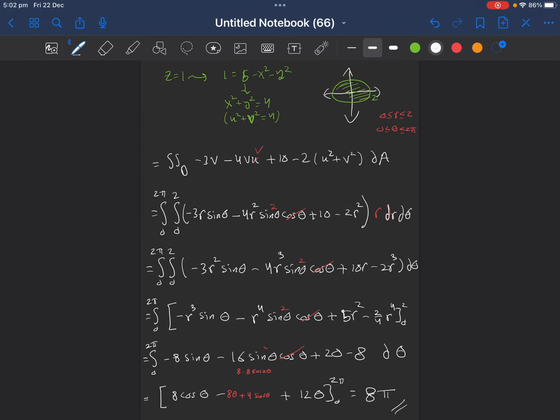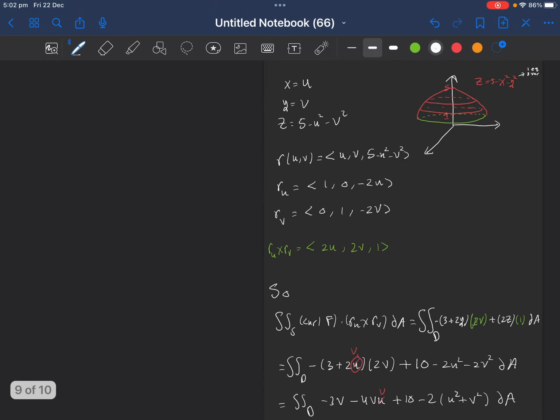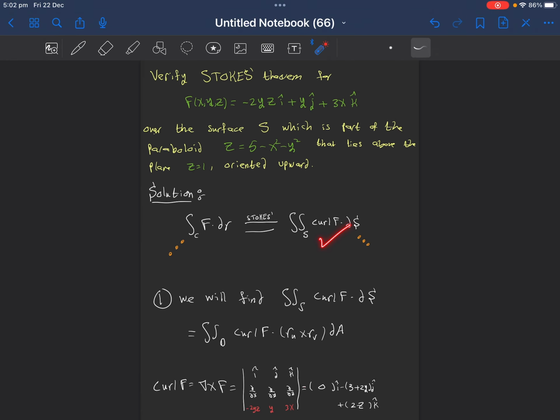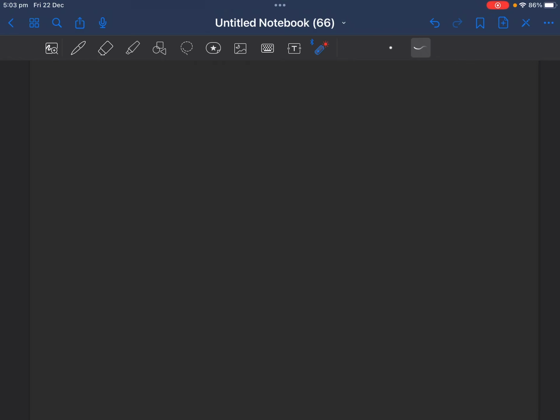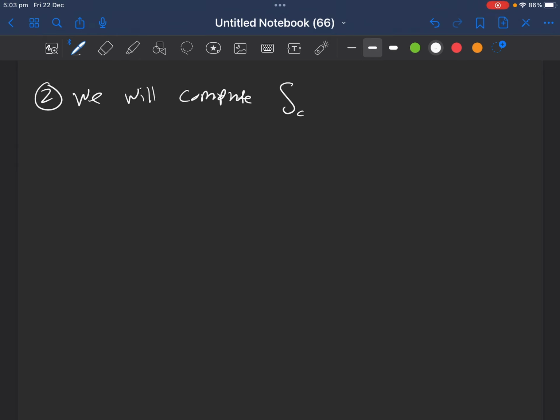Now, let's check if our answer is correct by doing the opposite. Now, what we will do is we finish from this one. We know the answer is 8 pi. Now we need to find the integral straightforward and check if the answer is correct. Number 2, we will compute the single integral directly. So it means we need to have the curve itself.